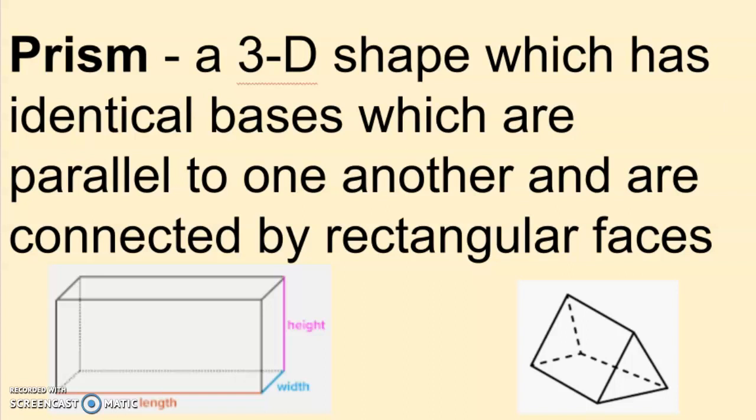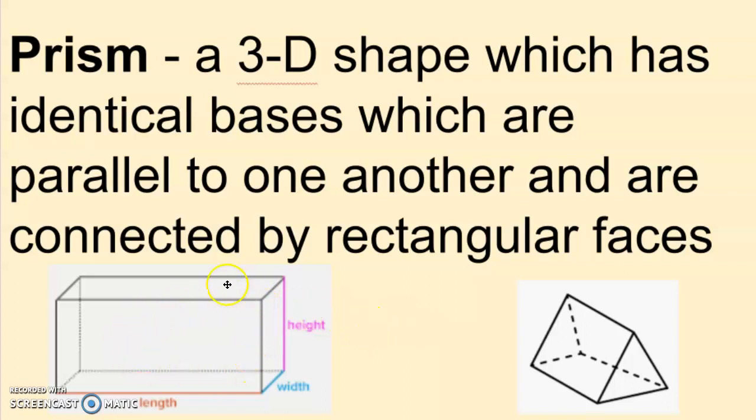Now, today we're going to be focusing on prisms. So let's just make sure we're all on the same page as to what a prism is. A prism is a three-dimensional shape which has identical bases that are parallel to one another and are connected by rectangular faces. So you can see I have put a couple examples on this slide of prisms.